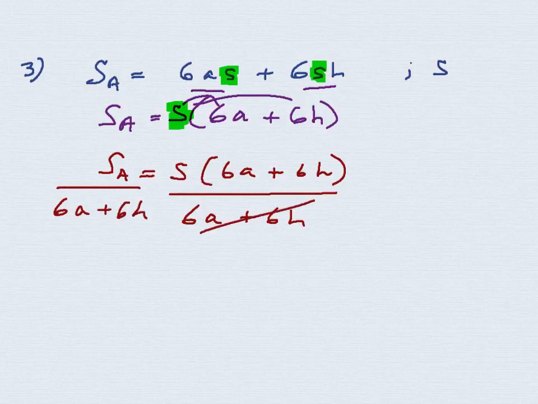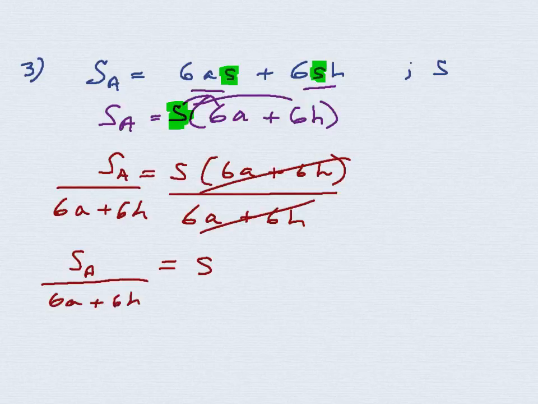So I'm going to cancel this. I'm left with S, and you're going to cancel nothing on the left, and that's going to be your expression. To solve for little s, it's going to be the surface area divided by 6 times the value of little a plus 6 times the value of little h. And that's when you have a letter that appears more than once.